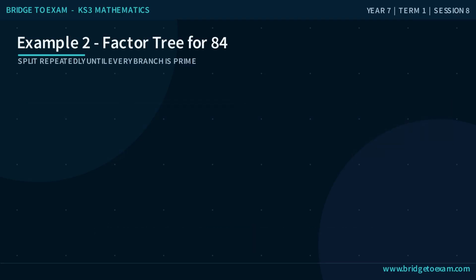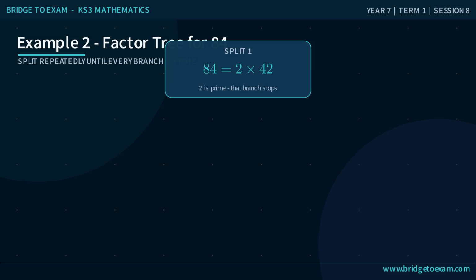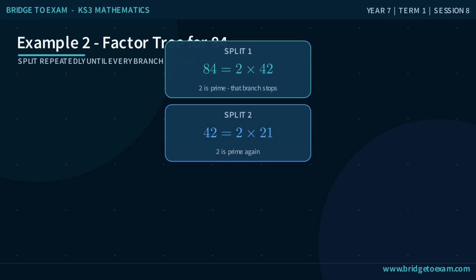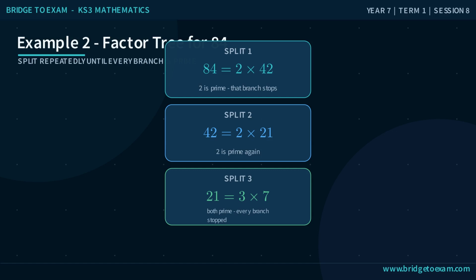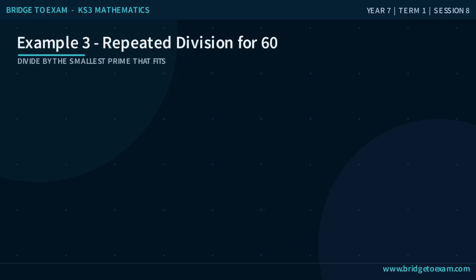Now build a factor tree for 84, splitting into any factor pair and continuing until every branch ends in a prime. Split 84 into 2 times 42. 2 is already prime, so that branch stops. Split 42 into 2 times 21. 2 is prime again. Split 21 into 3 times 7. Both 3 and 7 are prime, so every branch has stopped. Collecting every prime at the end of a branch gives 2, 2, 3, 7, written compactly as 2 squared times 3 times 7. An alternative method is repeated division by primes.